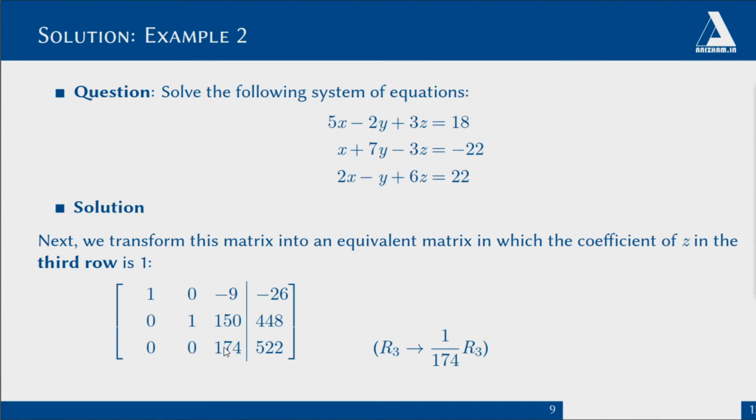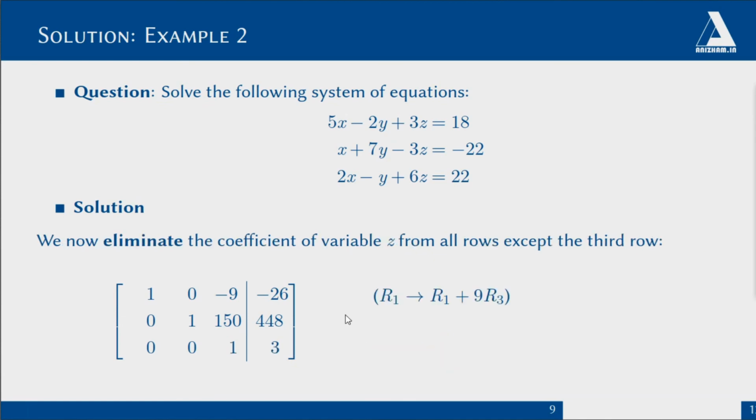If we go for any other row operations as we did in the previous cases, then there is a possibility of some values coming up in the first column or the second column. So what we do is we divide this value with 174. So R3 is replaced with 1 by 174 times R3. So that means here it is 1, and now on the right side of the vertical line it is 3.